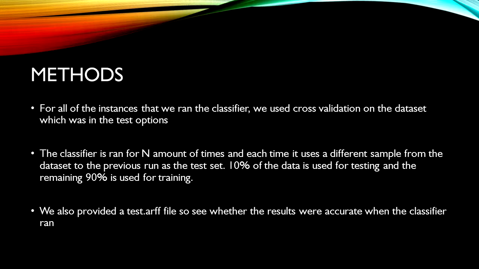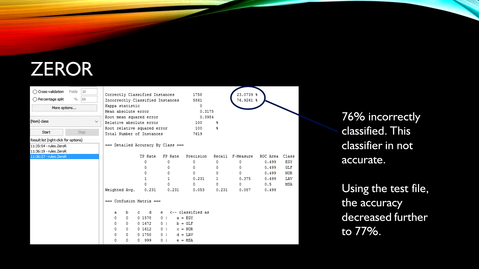The process of choosing the best classifier was merely through trial and error. The results varied from each different classifier. We also used a test R file to see the accuracy of the results generated. The next classifier we used was 0R. By using this classifier, the amount of incorrect results was 76%. We then used the test file provided, and the accuracy further decreased by 1%. The confusion matrix states that all of the instances were classified as Levantine dialect. This reflects the accuracy. It is safe to assume that this classifier is not particularly accurate.